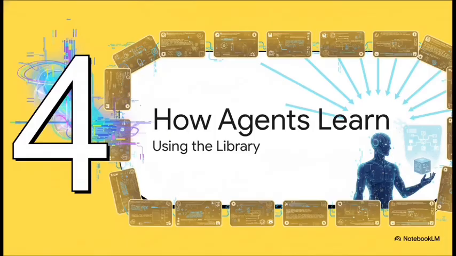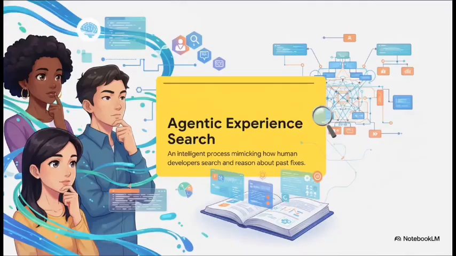Okay, so MemGovern has built this incredible library. We're talking 135,000 of these pristine experience cards. The next huge question is, obviously, how does the AI agent actually use this library when it faces a brand new problem? It uses something way more sophisticated than just a simple keyword search. It's called agentic experience search. And it's basically a smart, multi-step process that's designed to mimic how an expert human developer would actually research a problem. It lets the agent not just find stuff, but explore and reason about past fixes.